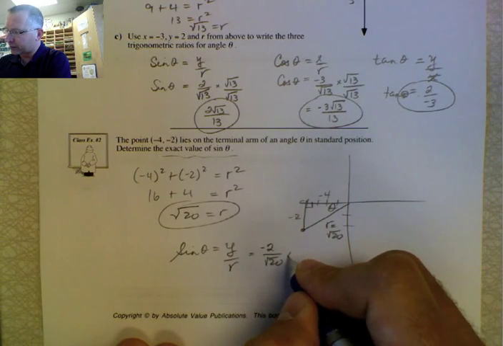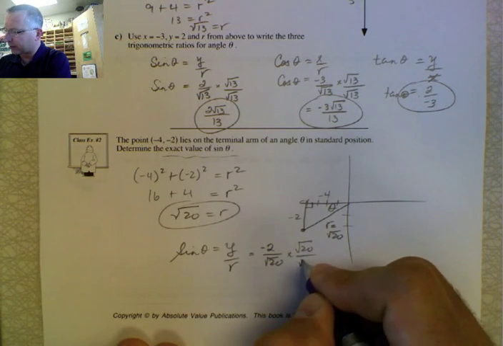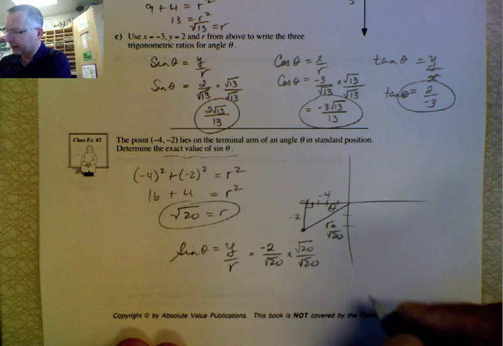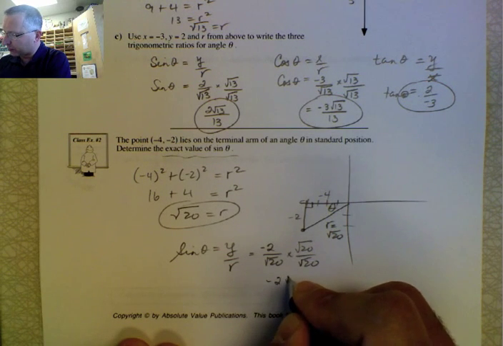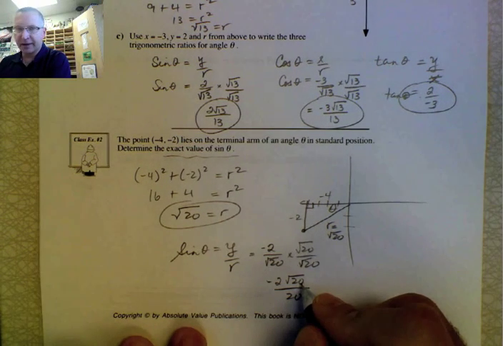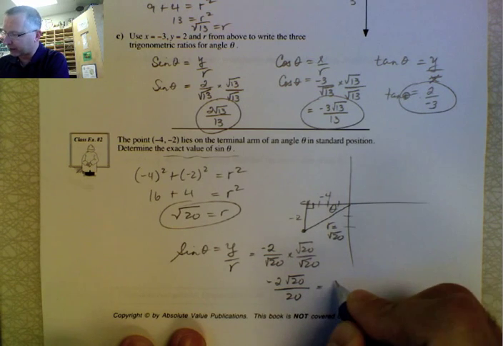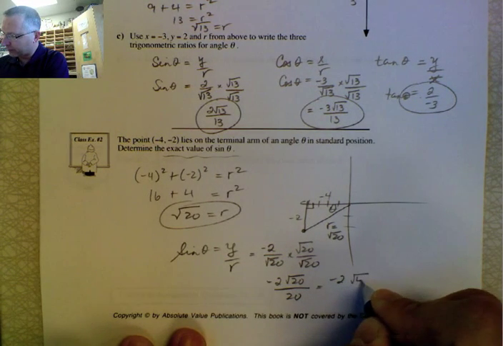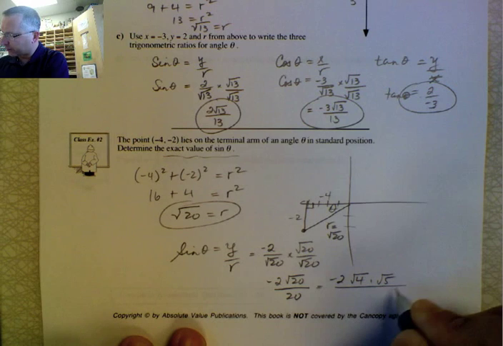But we have to rationalize our denominator. We have to multiply by root 20 over root 20. So we get -2 root 20 over 20. One problem we have is root 20 is not in simplest form. We need to simplify that. That's the square root of 4 times the square root of 5.